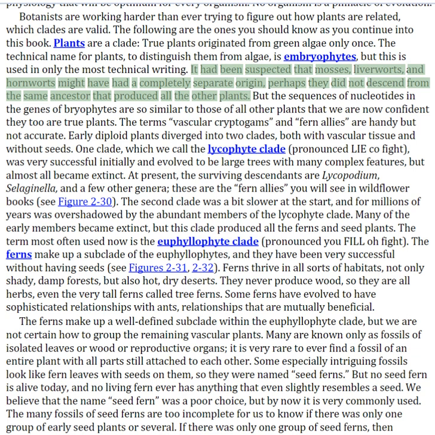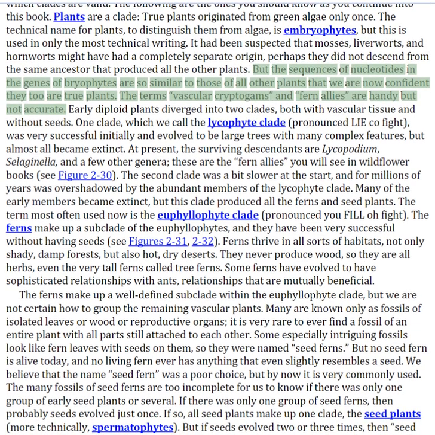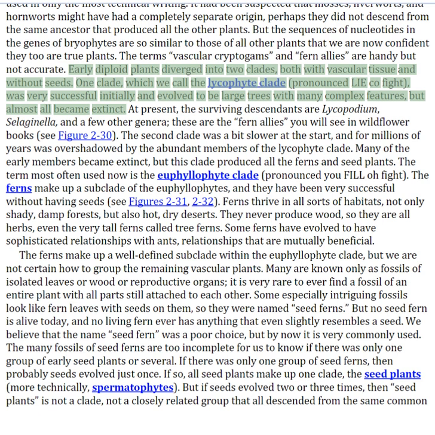Perhaps they did not descend from the same ancestor that produced all the other plants. But the sequences of nucleotides in the genes of bryophytes are so similar to those of all other plants that we are now confident they too are true plants. The terms vascular cryptogams and fern allies are handy but not accurate. Early diploid plants diverged into two clades, both with vascular tissue and without seeds. One clade, which we call the lycophyte clade, was very successful initially and evolved to be large trees with many complex features, but almost all became extinct.